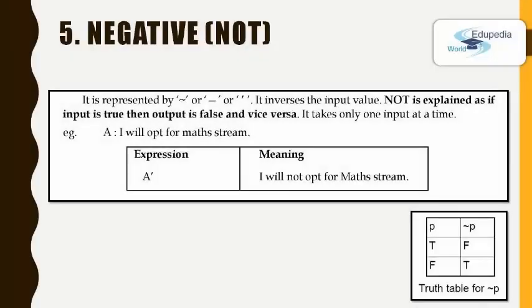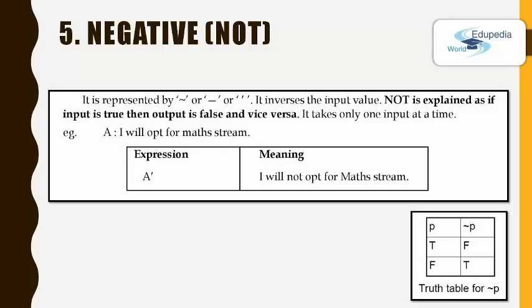Now the fifth operator is the negative operator, commonly known as the NOT operation. It is represented by the tilde mark, the curvy dash, or the simple straight line dash, or the apostrophe mark. As in the Boolean NOT operation, it inverts the input value. If the input is true, then the output is false. If the input is false, then the output is true.